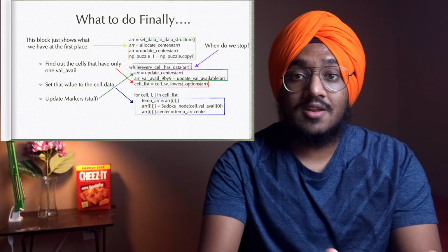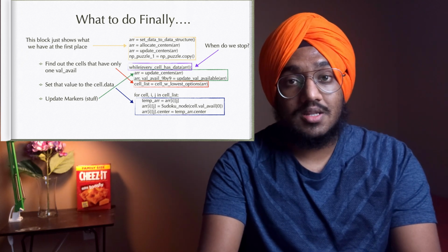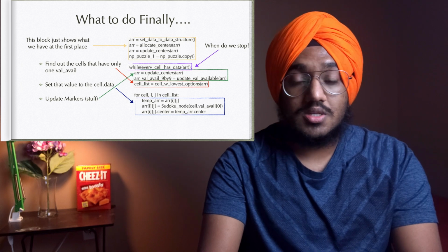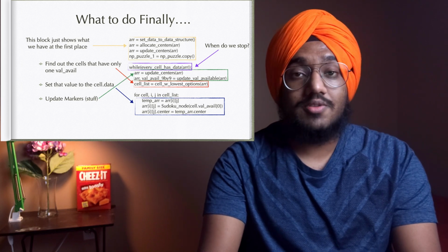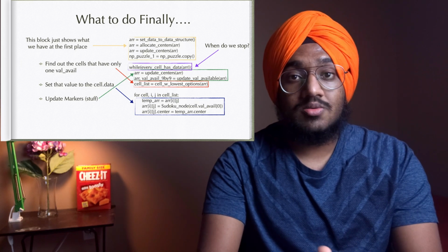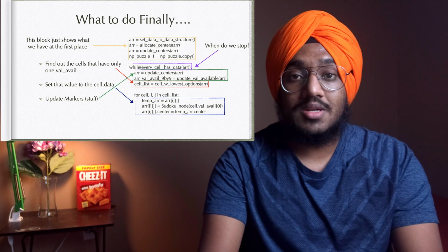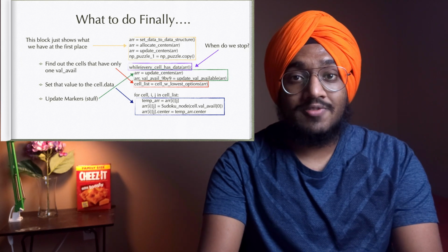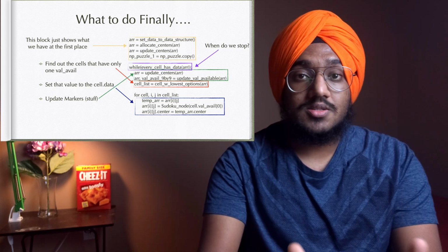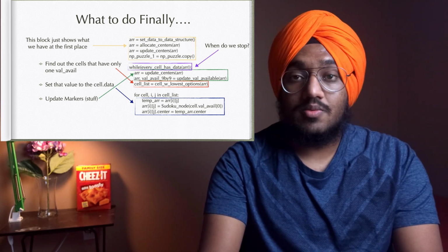If there is a None value in any of the data parts of the whole 9x9 matrix, we go on. But if we do not find any None, which means the Sudoku has been filled completely, which means it has been solved, we go out of it.